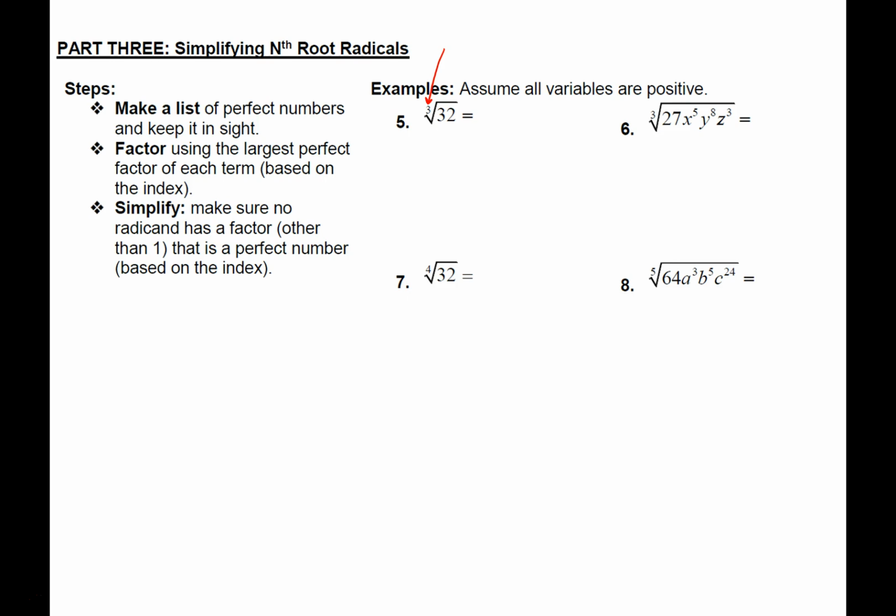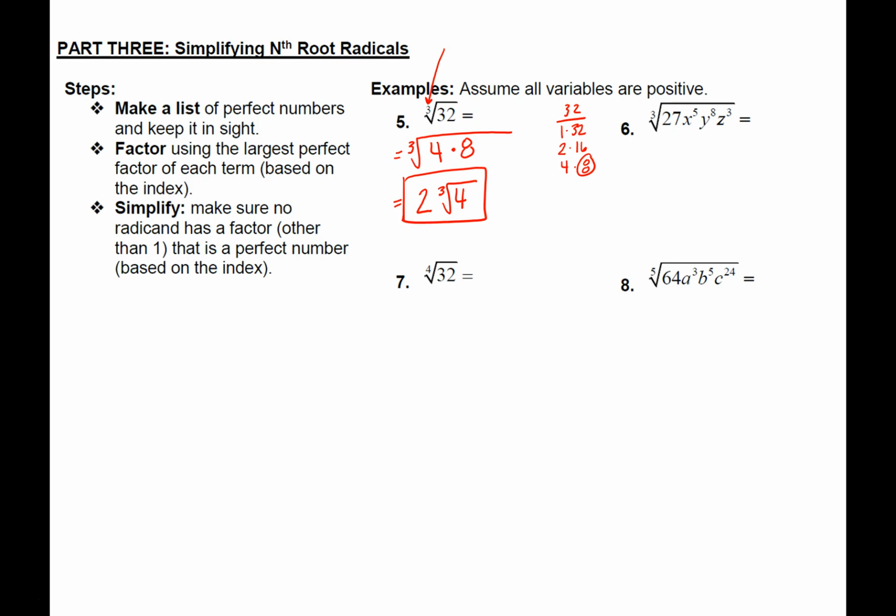Because this one doesn't have any variables in it, I'm just going to start making my list of factors for 32. I have 1 times 32, I have 2 times 16, and then 4 times 8, and 8 is a perfect number. It's 2 to the 3rd power. So I'm going to rewrite this as the cube root. Don't forget to write the index there because that changes it to a square root if you forget it. Do not forget the index when you rewrite these. And then that's 4 times 8. All right, so the cube root of 4 doesn't simplify at all. The cube root of 8 is 2. So my final answer is 2 times the cube root of 4.